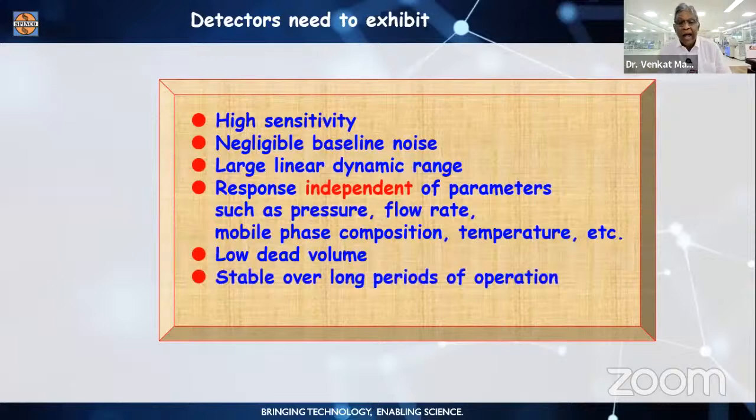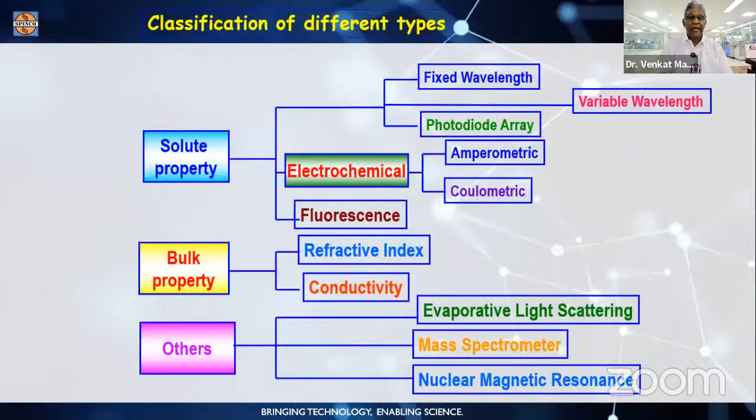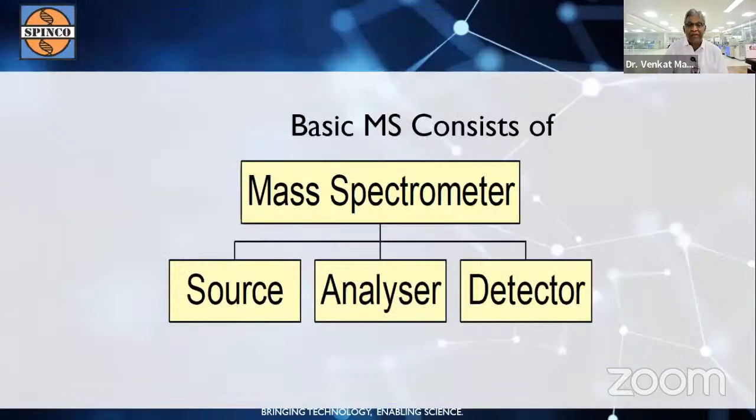And above all, the operation of the detector should be stable over a long period of applications. Irrespective of whatever happens, you should be able to get a consistent result. And above all, it should be simple and reliable to operate so that you or anybody can operate the instrument. A mass spectrometer belongs to this category. Though we can classify detectors in several forms, I will focus today only on the mass spectrometer.